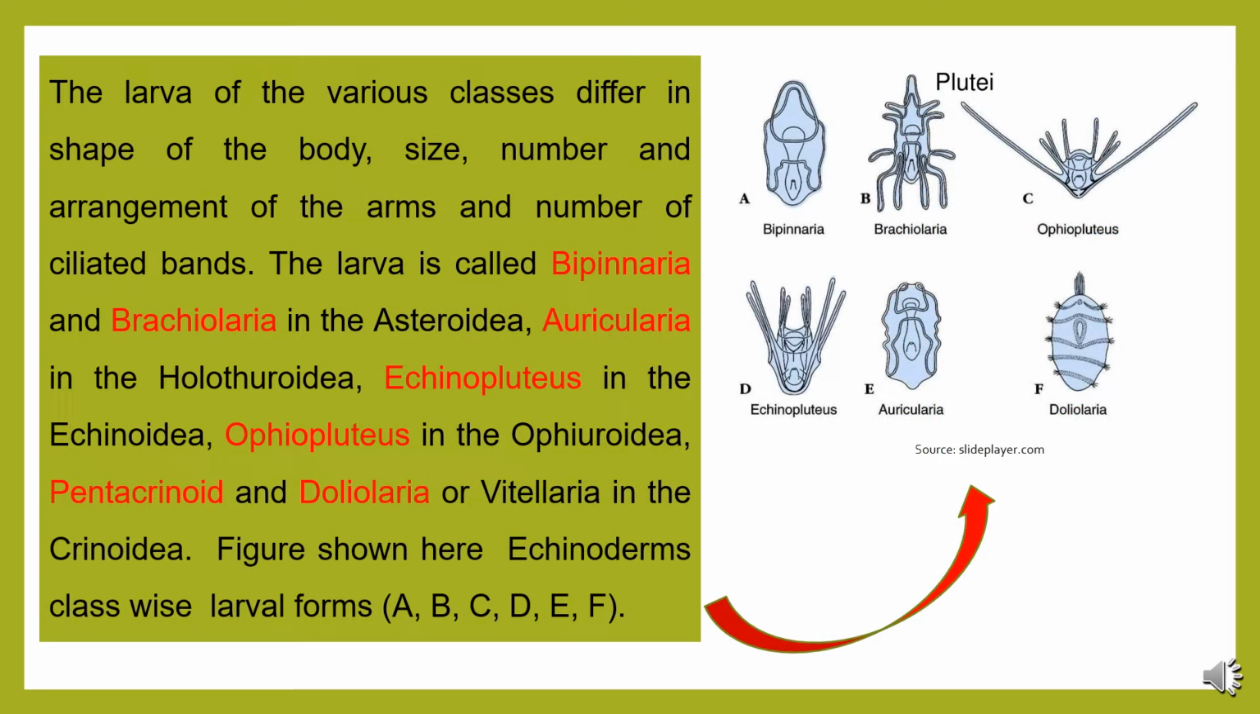The larvae of the various classes differ in shape of the body, size, number and arrangement of the arms, and number of ciliated bands. The larva is called BIPINNARIA and BRACHIOLARIA in the Asteroidea, AURICULARIA in the Holothuroidea, ECHINOPLUTEUS in the Echinoidea, OPHIOPLUTEUS in the Ophiuroidea, and pentacrinoid and doliolaria or vitellaria in the Crinoidea. The figure shown here presents echinoderm class-wise larval forms.